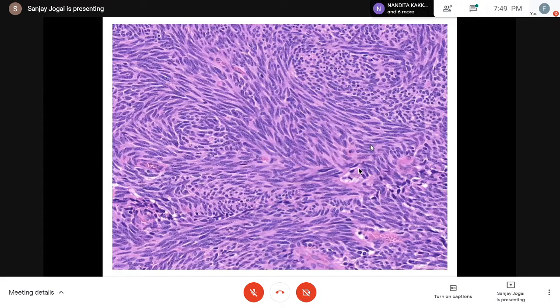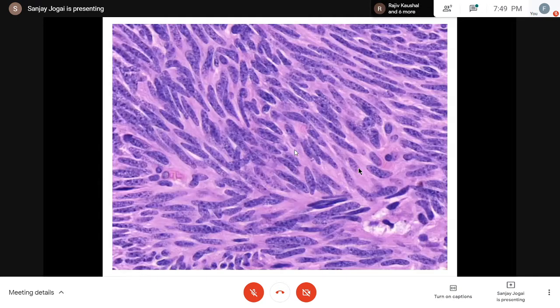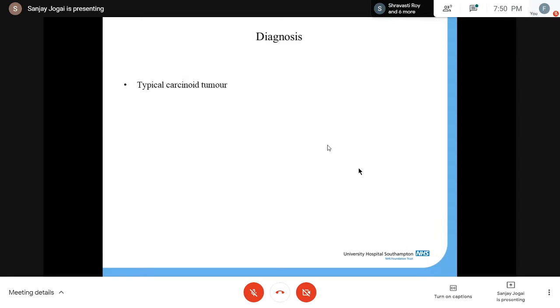And the morphology here is slightly different in the sense these are all very spindle cells compared to the previous example I showed you. And when you look at a high power, they still have a very stippled chromatin pattern. There is a lot of cytoplasm, and again, there are no mitotic figures and there is no necrosis. So although this has a spindle cell morphology, this is again a typical carcinoid.